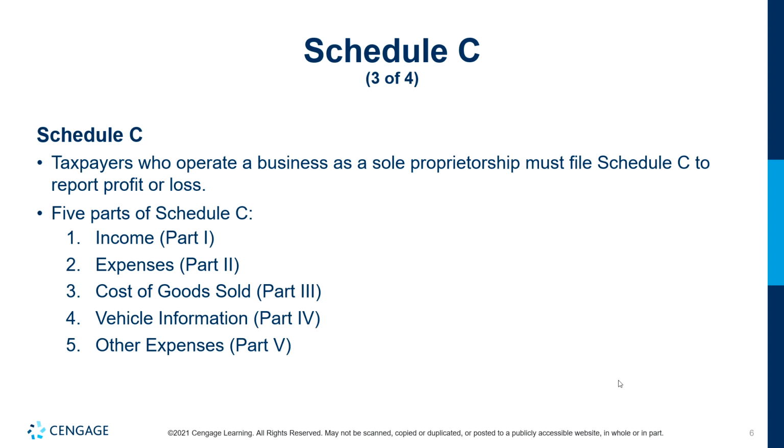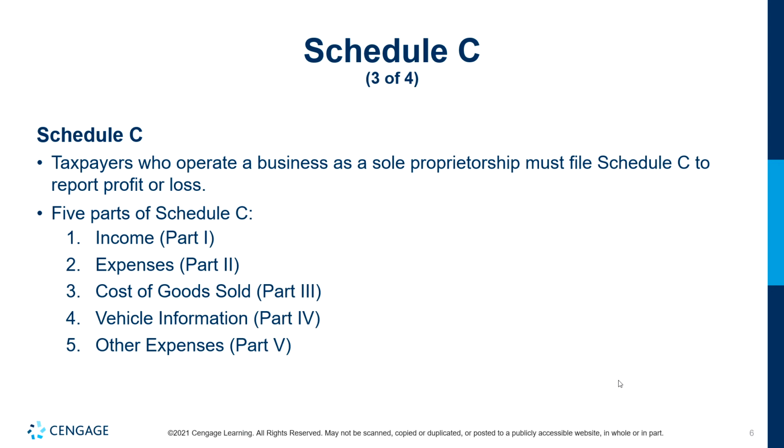Taxpayers who operate a business as a sole proprietor must file the Schedule C to report profit or loss. This also means if you're a single-member LLC, you need to file a Schedule C, unless otherwise directed by the IRS when you need to file a business tax return.